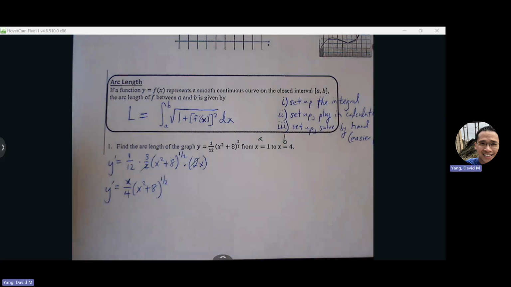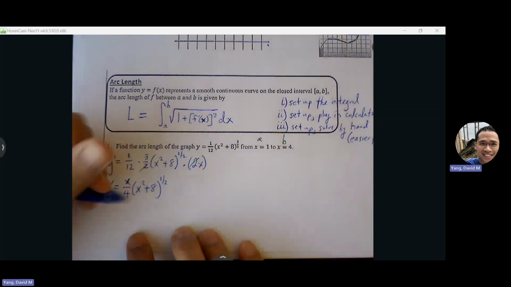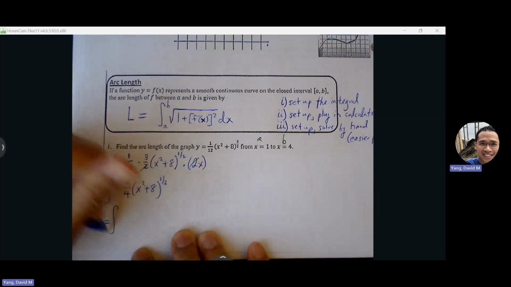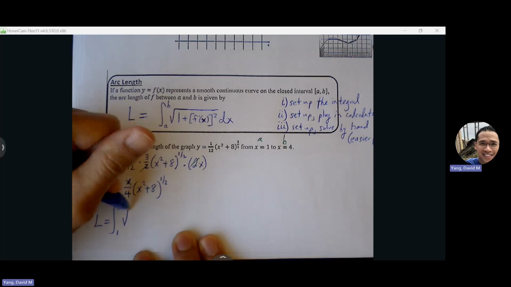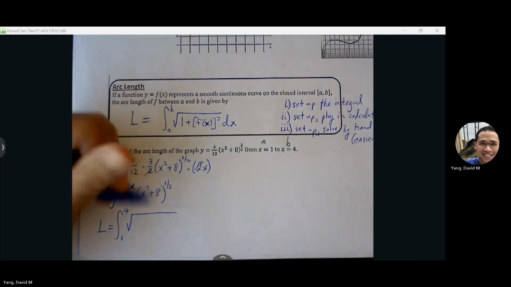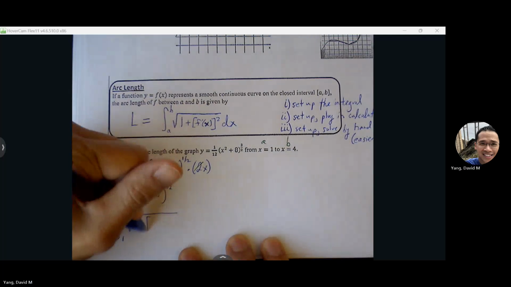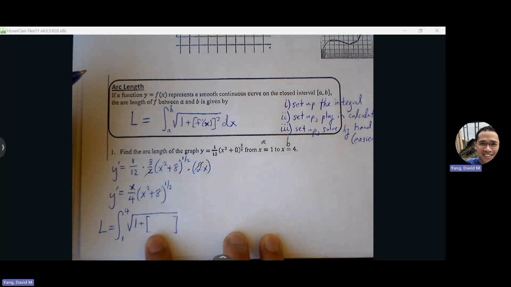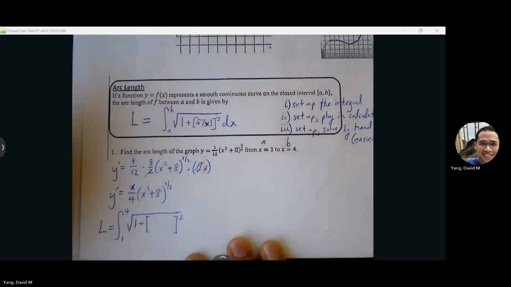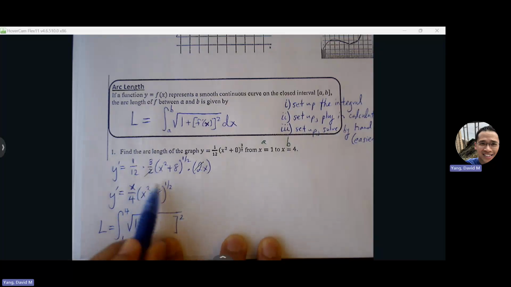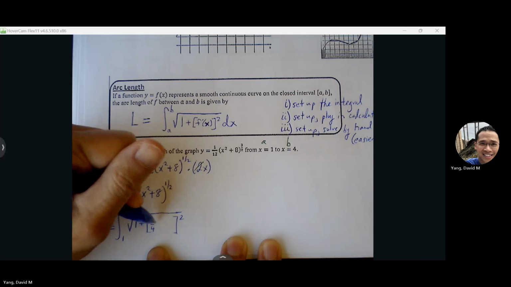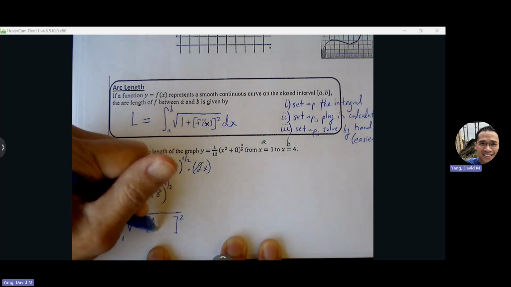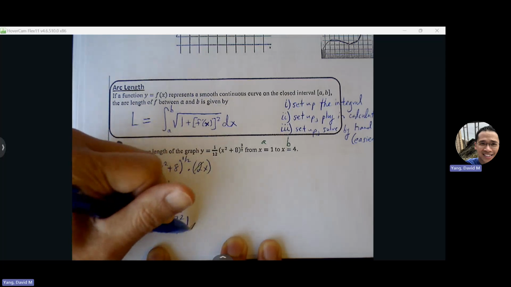Okay, so y prime basically is the same thing as f prime. So we can just put it into our arc length formula. We're going to go from 1 to 4, square root of 1 plus f prime squared. F prime is just going to be this whole expression here. And x squared plus 8 to the 1/2 is really the same thing as square root of x squared plus 8, dx.